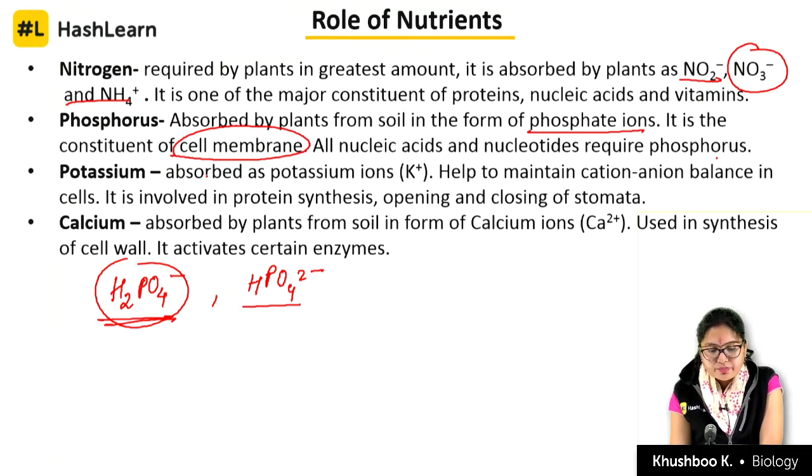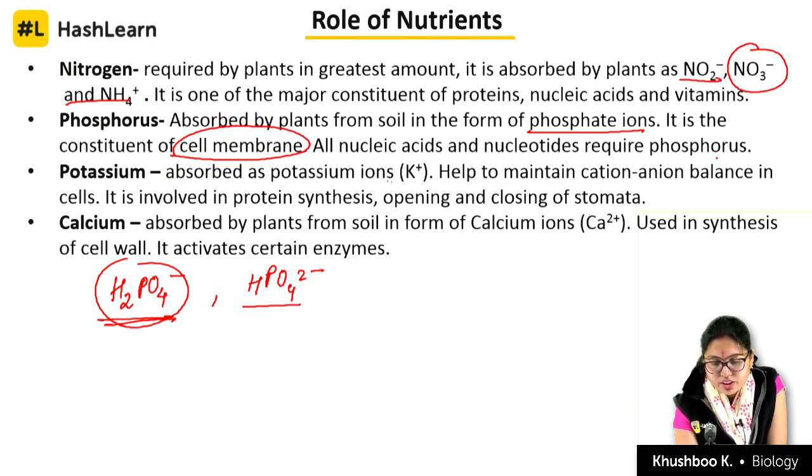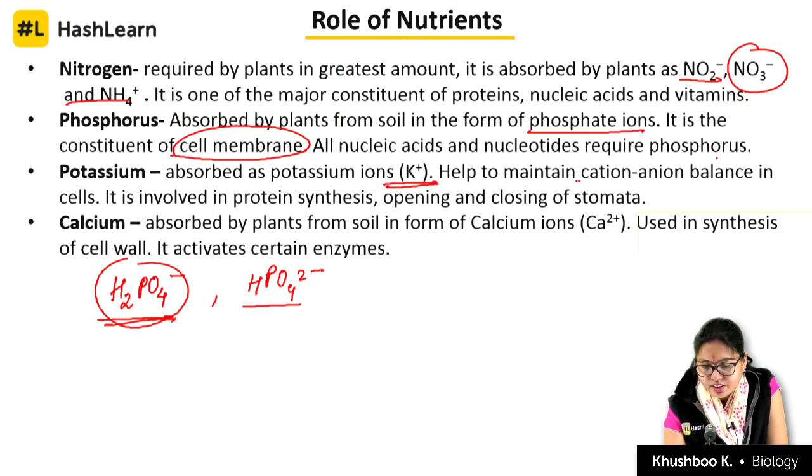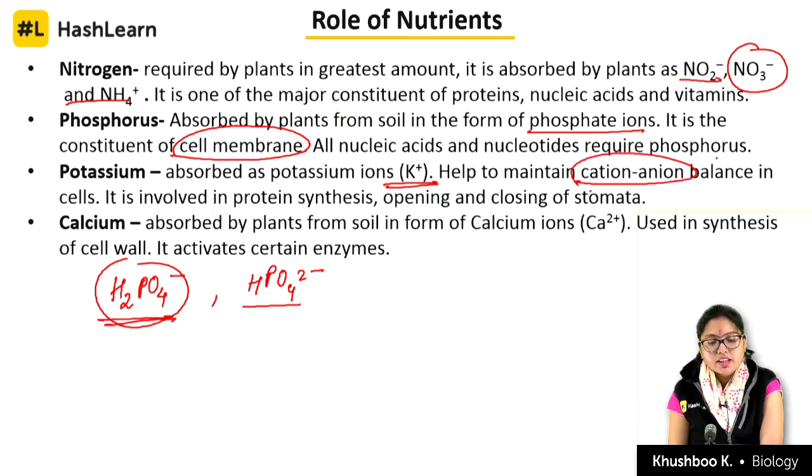Next is potassium, ठीक है. So it is absorbed as potassium ion. ये किस form में absorb होता है soil से? As a potassium ion, that is K+, and it helps to maintain cation anion balance in the cells. It is involved in protein synthesis, opening and closing of stomata.